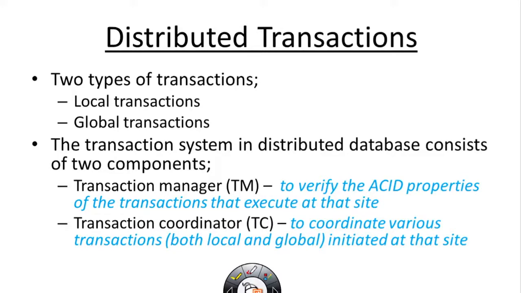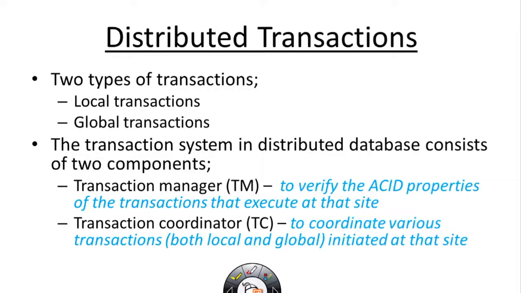So it is to verify the ACID properties of the transactions that execute at that site. That is for local transactions. If any request comes for the data residing in this server from that particular region, this is a local transaction. For answering this local transaction, the transaction manager is responsible.